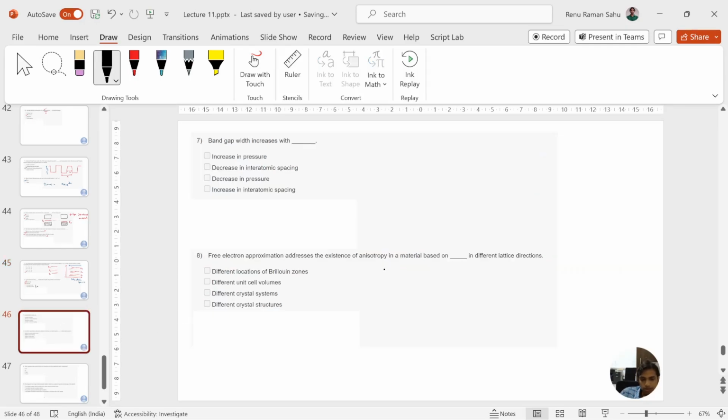Okay. What about this? Band gap increases with increase in pressure. So you have two diagrams: band gap versus interatomic spacing, and the other one is the pressure diagram.